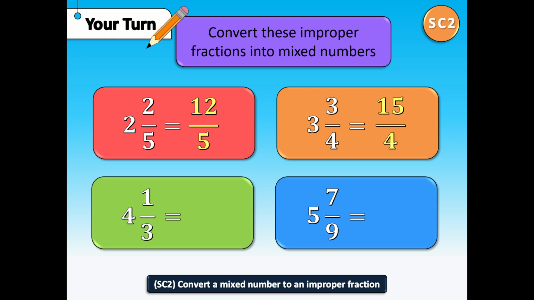On the green question, we do 4 times 3, which is 12, and then add it to the top number, so that's 13/3. On the blue question, we do 5 times 9, which is 45, and then add it to 7, so that would be 52. So it's 52/9.